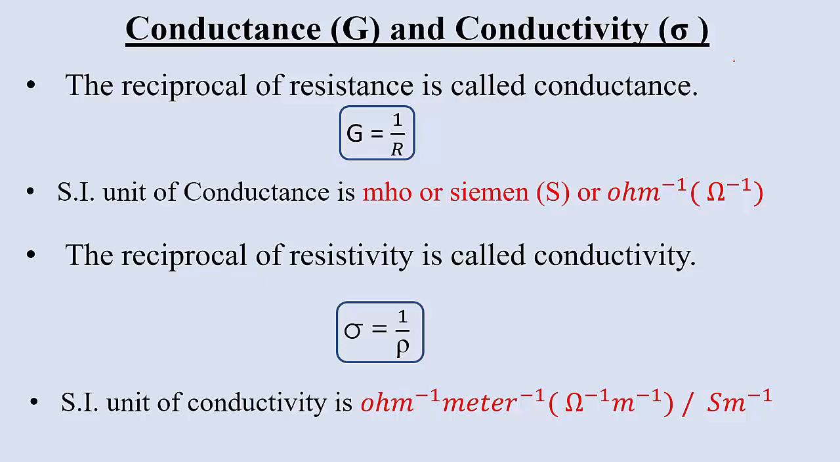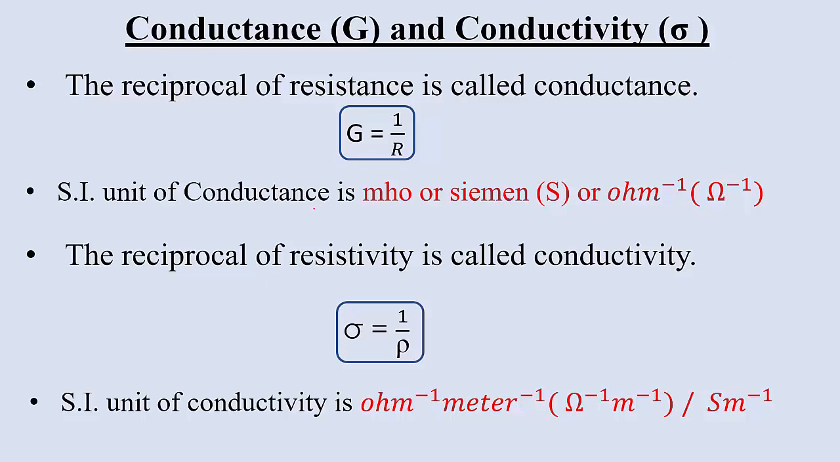Conductance and conductivity are the opposite terms of resistance and resistivity. Resistance and conductance are opposite. Conductivity and resistivity are opposite words. Resistance opposes the flow of current, but conductance allows the flow of current. It allows the free electrons to move, but resistance opposes.